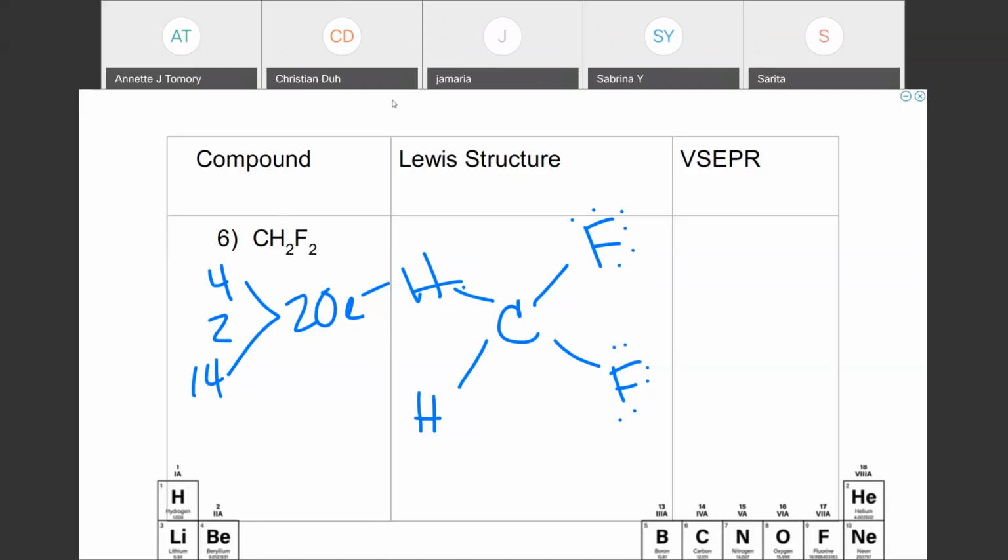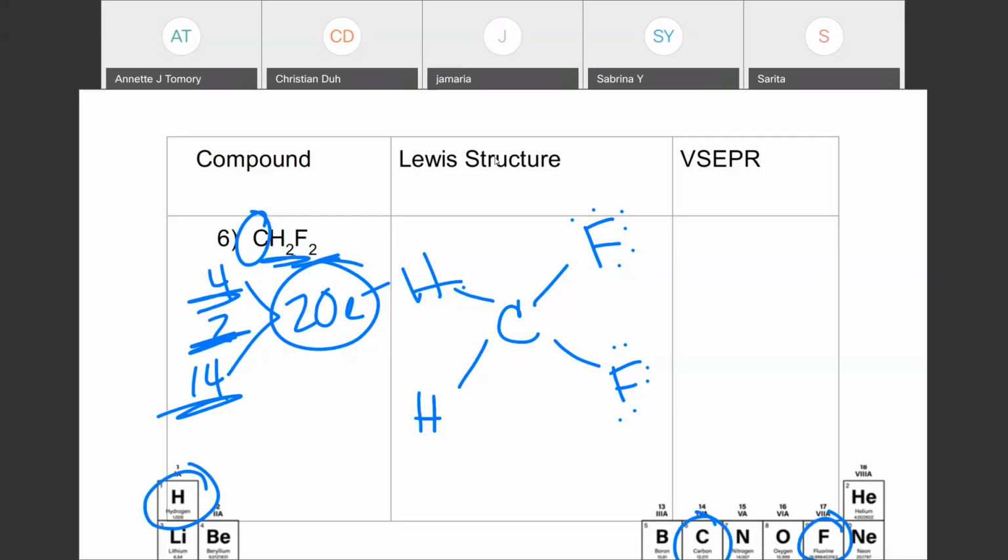That's what I got. Is this what you guys got? Yeah, this is what we got. So, basically, we have carbon in the middle. Carbon has 4 electrons. Hydrogen has 1 each, which gave us 2. Fluorine has 7 each, which gave us 14. Altogether, we had 20. Carbon goes in the middle because it's the least electronegative of the 3. Then we have hydrogen, hydrogen, fluorine, fluorine around it. There's no double bonds here because carbon already had a full octet once we got all the things arranged.